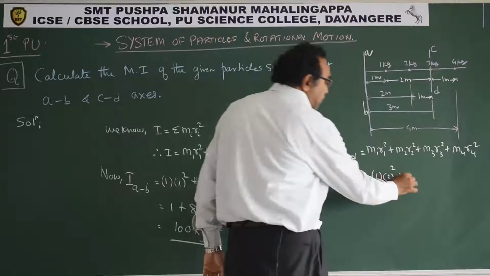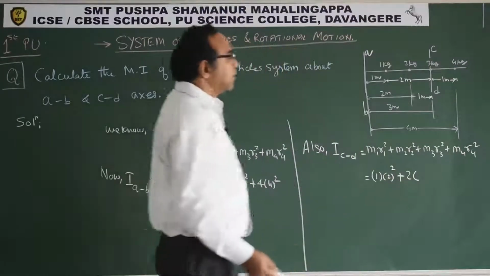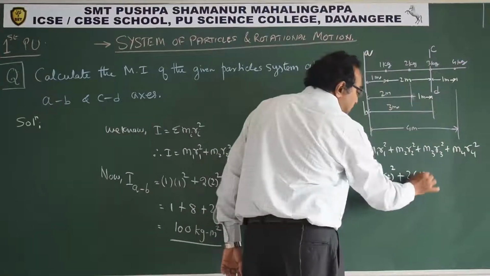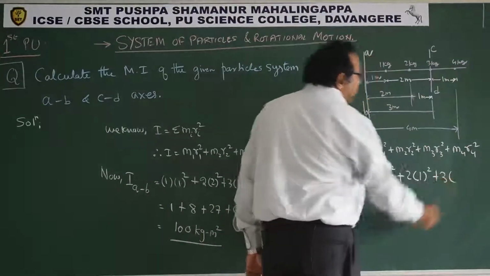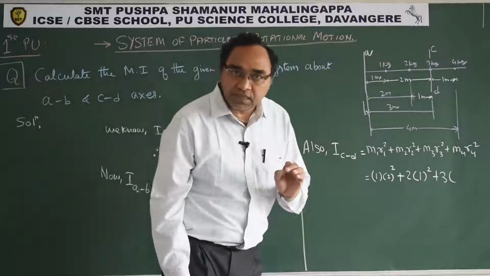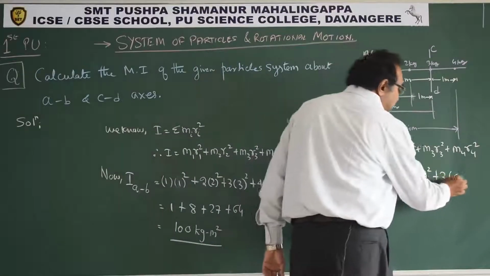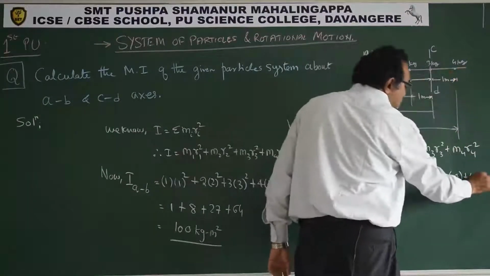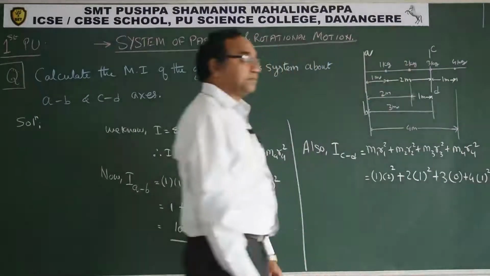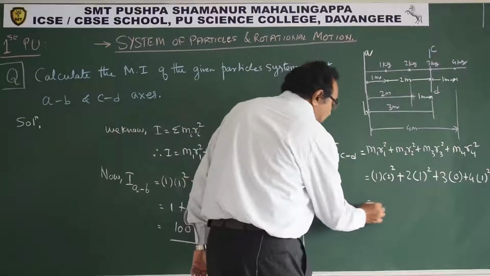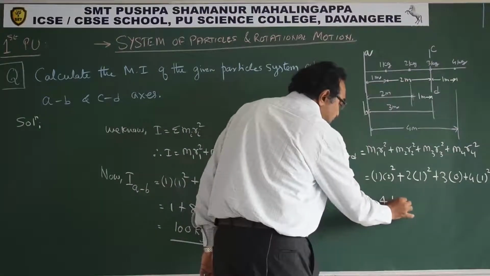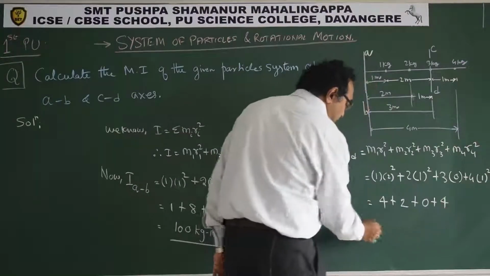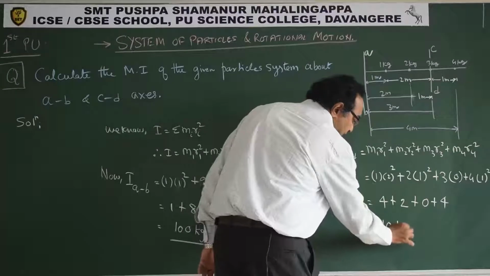Let us go to the next one, 2 kg. What is the distance of 2 kg from the axis CD? It is 1 meter. Then 3 kg. What is the distance of 3 kg? It is on the axis, therefore it is 0. Plus 4 kg. What is the distance of 4 kg from CD? 1. So now this will be 4, this is 2, this is 0, plus this is 4. So this gives us 10 kg meter square.